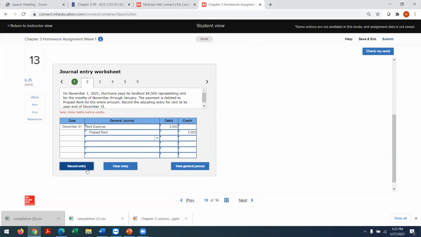Okay. Next. Just a general question. When you're actually doing this in the real world, do you always put the debits first or do you organize it by date?